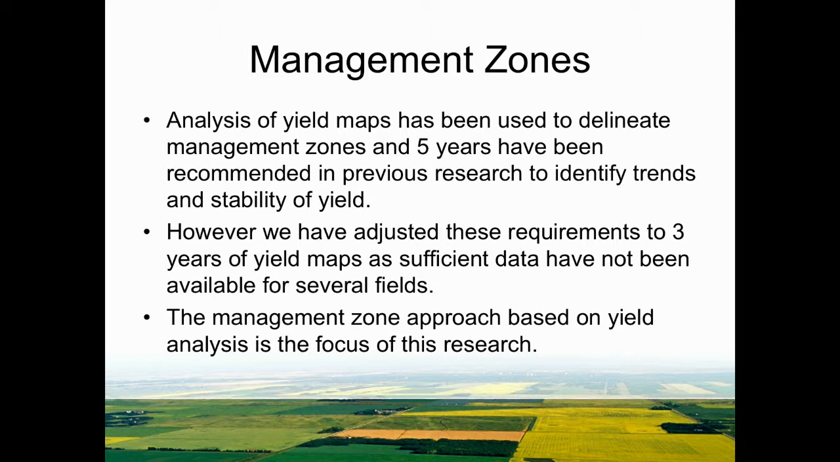In our particular study with the Canola Council, we've had to adjust our expectations because we found that it's very difficult to find a producer who has 5 years of good yield data. So we've been using 3 years of data.